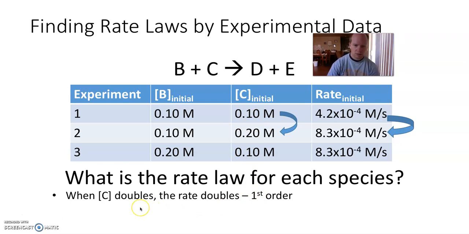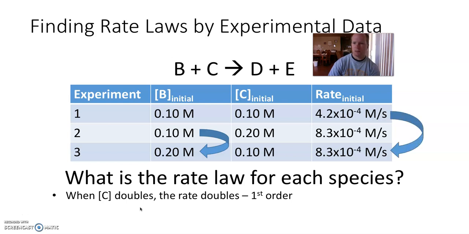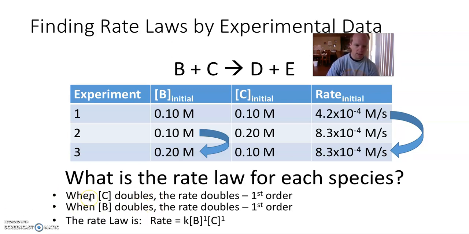Okay, then let's do this, right? Let's look at, okay, what happens if I change B? Well, if I change B, then my reaction doubles as well. Okay, so when B doubles, the rate doubles. It's also first order. So therefore, my rate law is just like this, right, you guys? Concentration of B to the first, concentration of C to the first. There's my rate law. That's important to be able to do that.